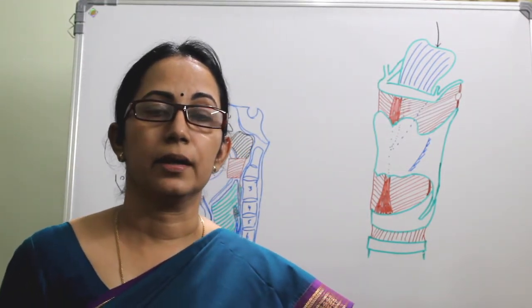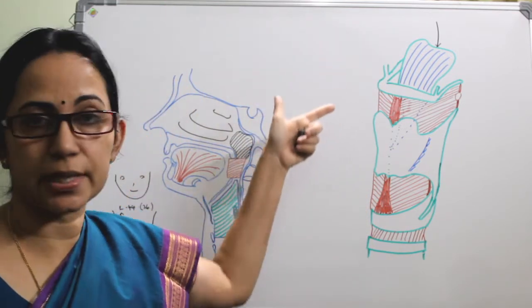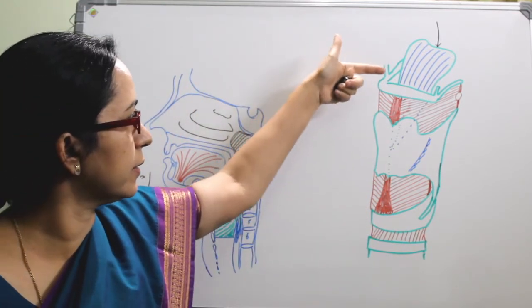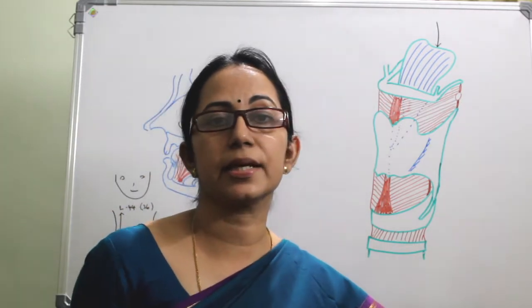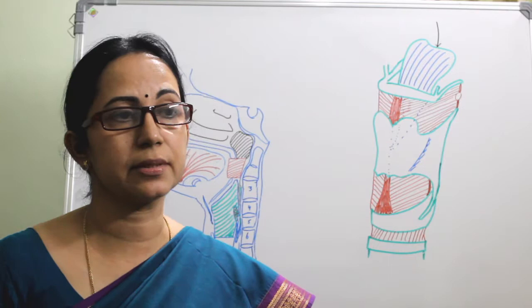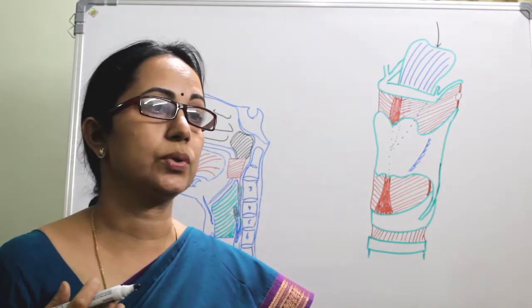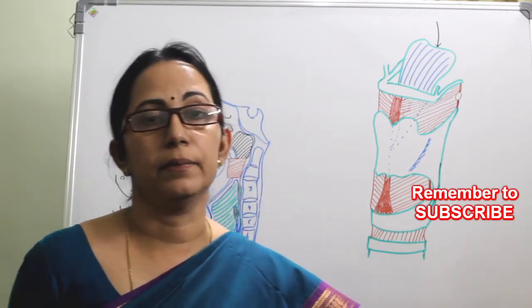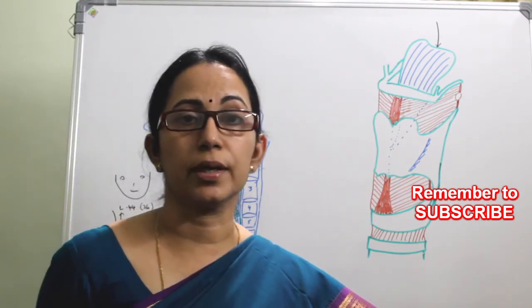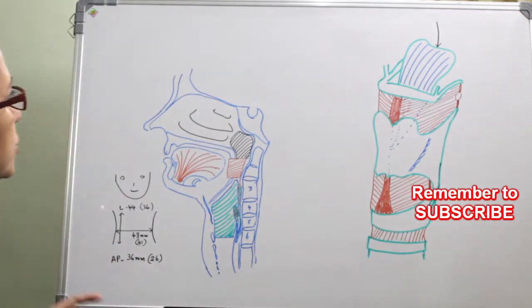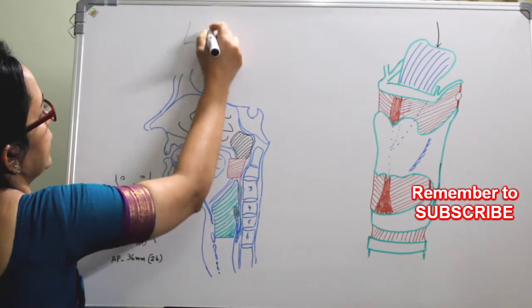So today's class is on anatomy of the larynx, and in this class I will describe the development of the larynx, the different structures constituting it, then the paired cartilages, unpaired cartilages, then the extrinsic and intrinsic ligaments, membrane, and also the muscles, the blood supply, the lymphatic drainage, and also the nerve supply. Okay, so that is the larynx.